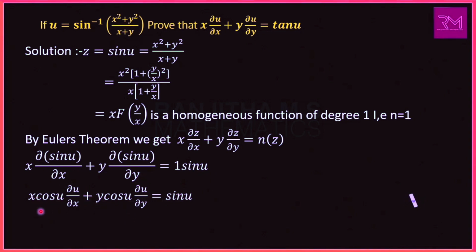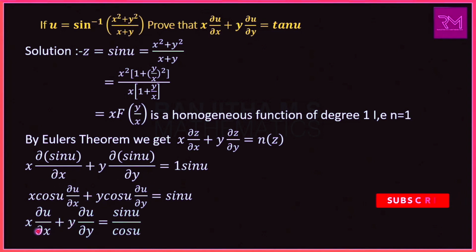If we take cos u as common and that cos u goes to the right hand side, that becomes x into del u by del x plus y into del u by del y, which is equal to sine u divided by cos u. We know that sine u by cos u is tan u. Hence we can prove that x into del u by del x plus y into del u by del y is equal to tan u. This completes the problem.